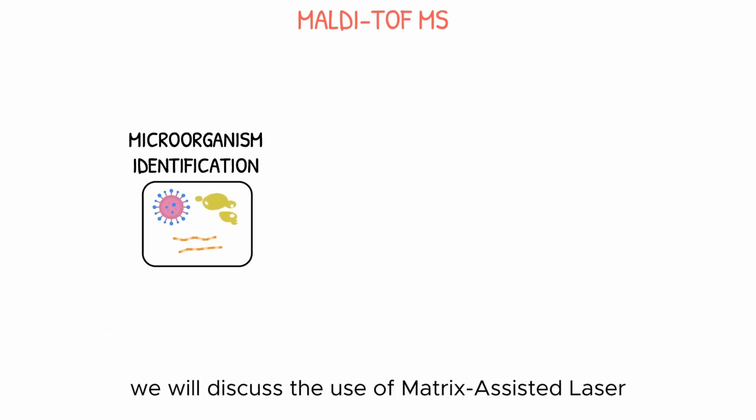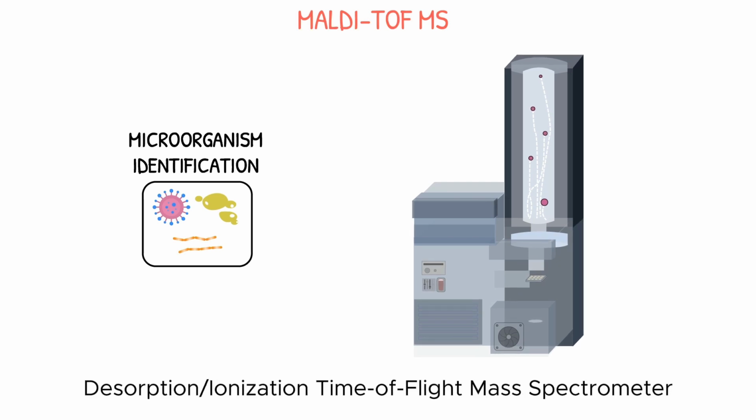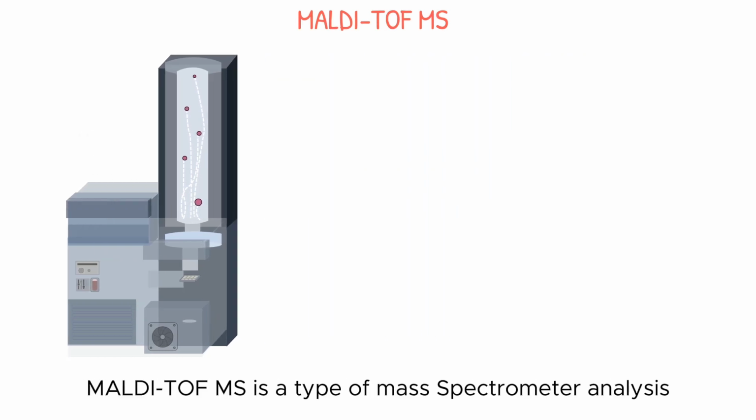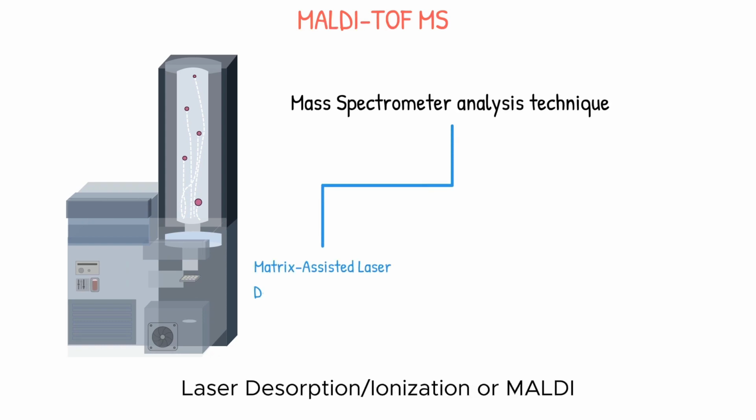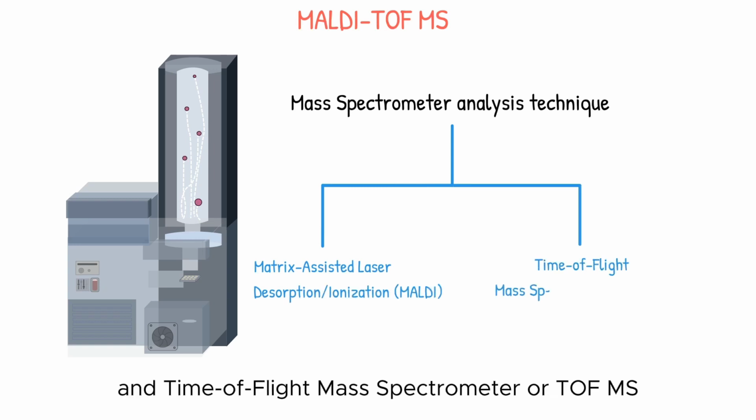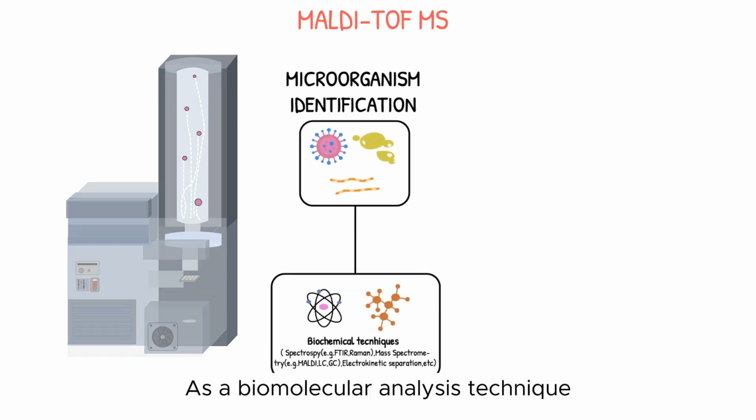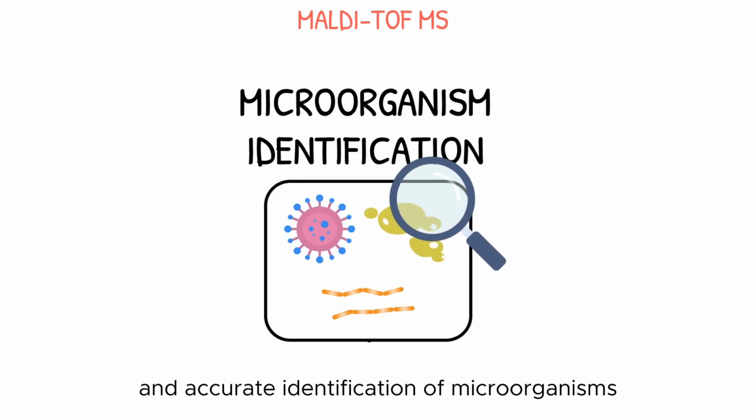Today, we will discuss the use of matrix-assisted laser desorption ionization time-of-flight mass spectrometer, or MALDI-TOF MS, for microbial identification. MALDI-TOF MS is a type of mass spectrometer analysis technique that combines the principles of matrix-assisted laser desorption ionization, or MALDI, and time-of-flight mass spectrometer, or TOF MS. As a biomolecular analysis technique, it can be used for rapid and accurate identification of microorganisms.